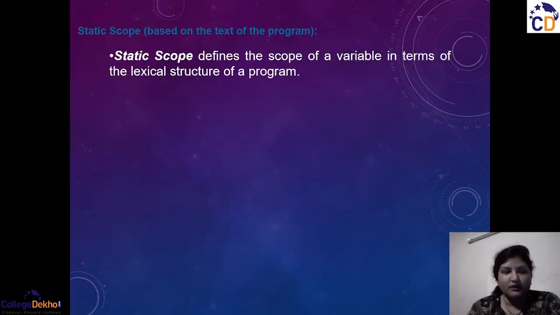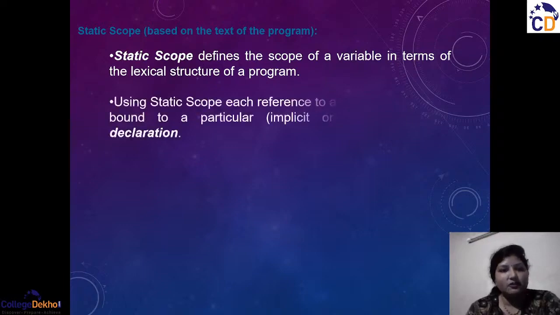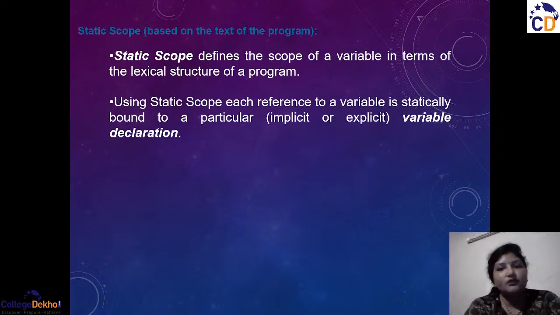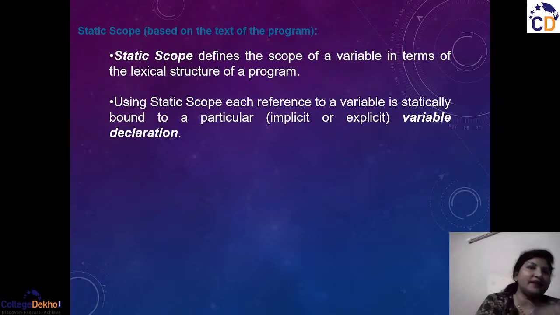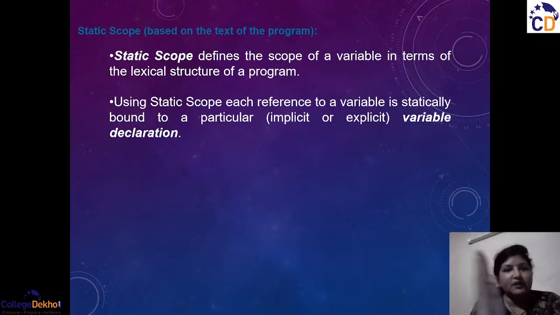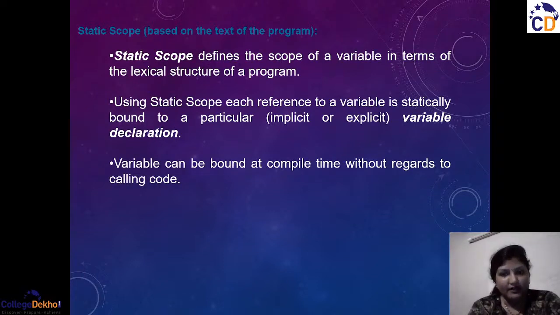Static scope defines the scope of a variable in terms of the lexical structure of a program. Using static scope, each reference to a variable is statically bound to a particular variable declaration. Whenever we define it, the scope is defined at that time only. That is a static variable; we cannot change it or have different values for it.